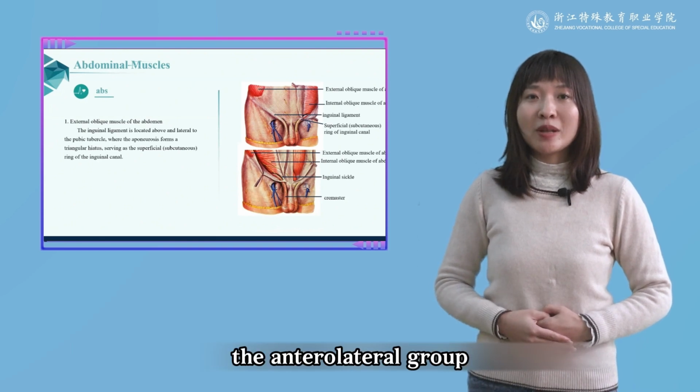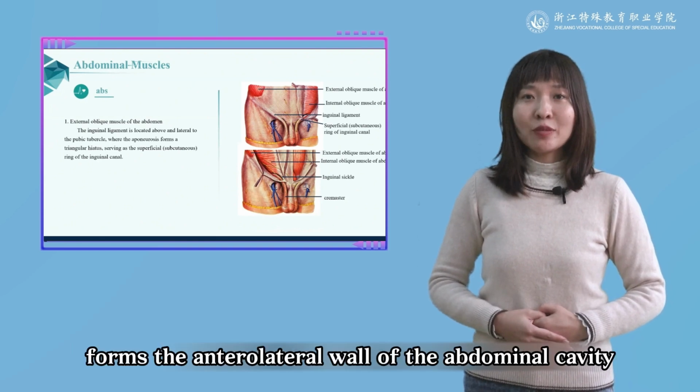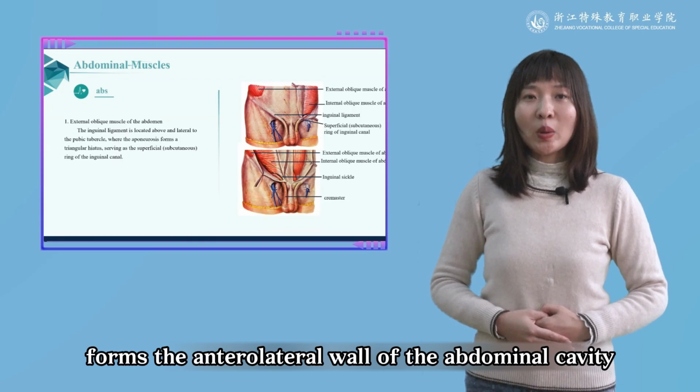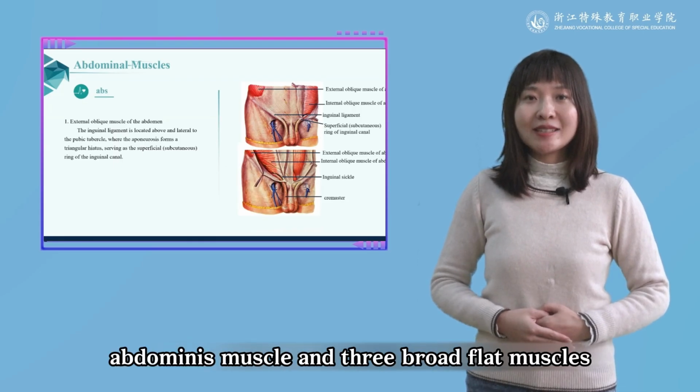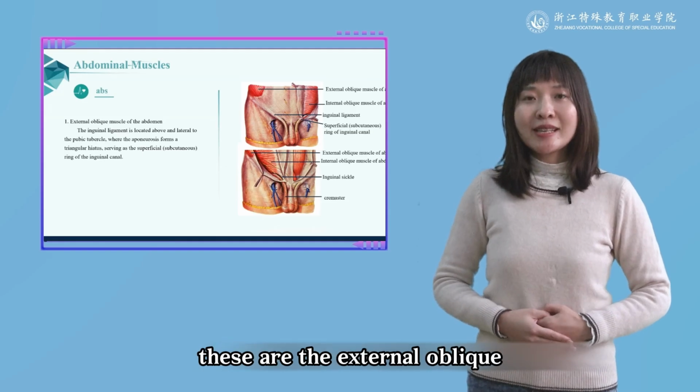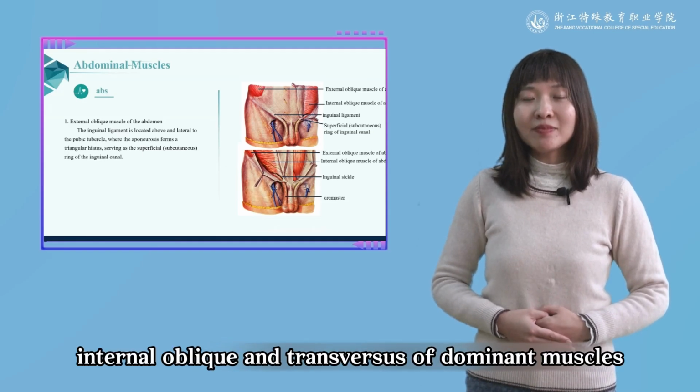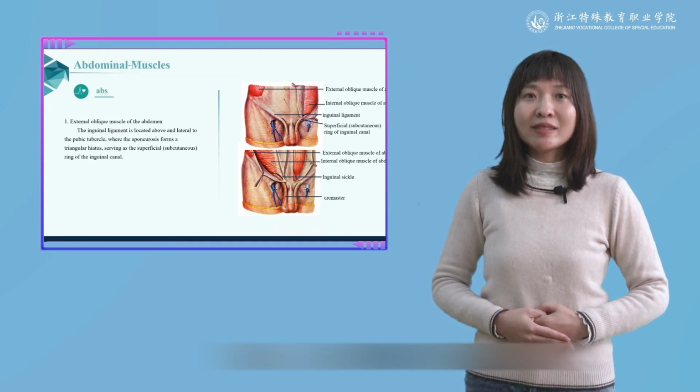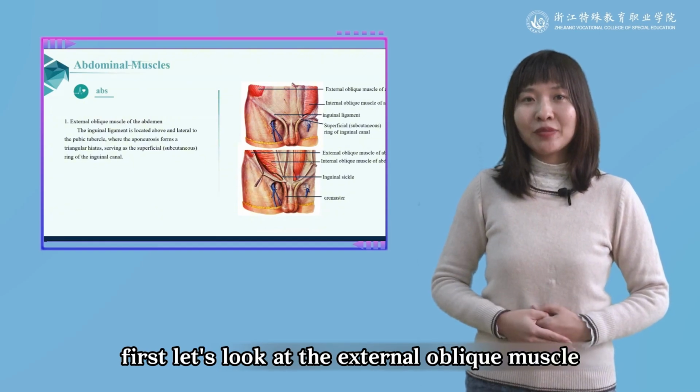Anterolateral group. The anterolateral group forms the anterolateral wall of the abdominal cavity. It includes the strap-like rectus abdominis muscle and three broad flat muscles. These are the external oblique, internal oblique, and transversus abdominis muscles. First, let's look at the external oblique muscle.